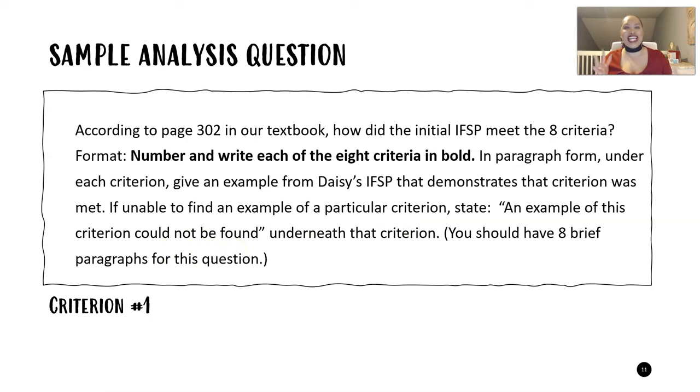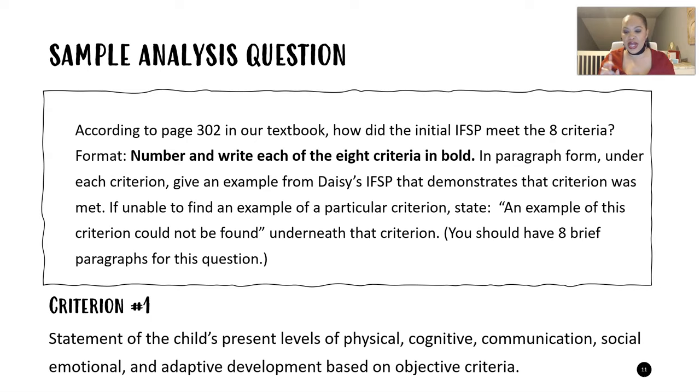So visualize that with me. They have this document as a group, and they're examining it, scrutinizing it, looking for these 8 criteria. This is just question number 1. So let me give you an example. One of the criteria says this: that there should be a statement of the child's present levels of physical, cognitive, communication, social, emotional, and adaptive development based on objective criteria.